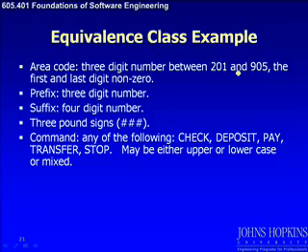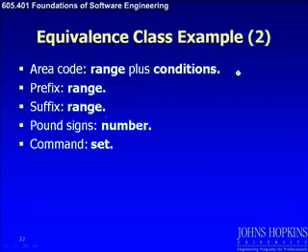So that's the input. So you can see what the domain of the program looks like, right? It consists of an area code, a prefix, a suffix, 3 pound signs, and a command. Well, for the area code, it is a range of values, plus there are conditions. For the prefix, that's a range of values. The suffix is a range of values. The pound signs, there have to be 3 of them. And the command is taken from a set.